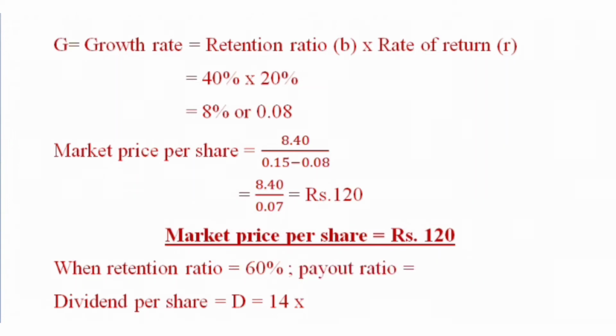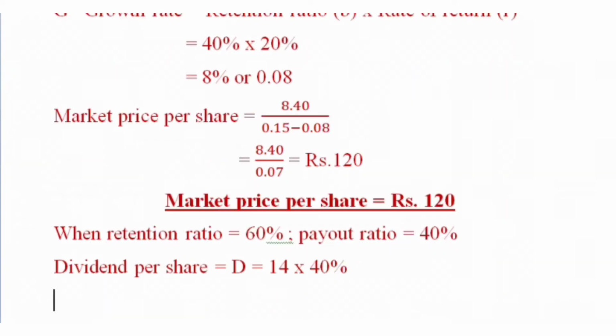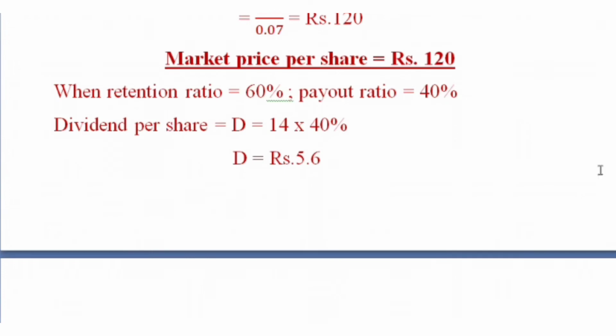If the retention ratio is 60%, the payout ratio will be 40%. Find out the dividend per share. Dividend equals 14 rupees into 40%, so your dividend per share will be 5 rupees 60 paise.